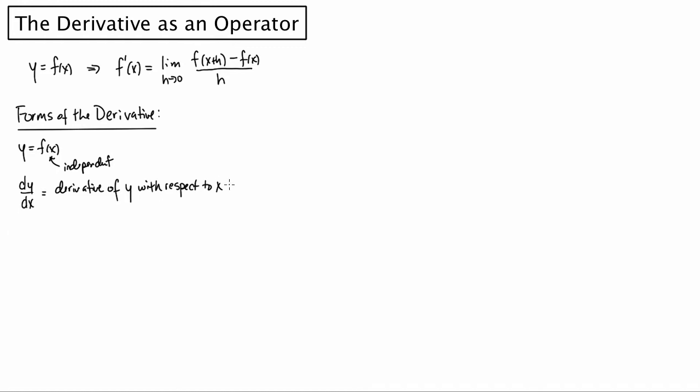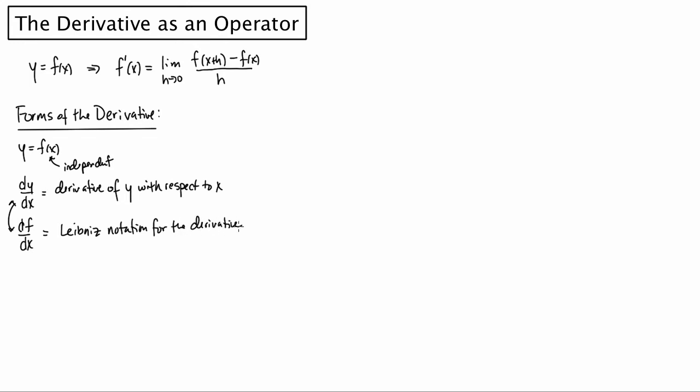This is the exact same as saying df dx, because y is a function of x, and we call that function f. So saying df dx is the same as saying dy dx in this context. And both of these operations together, these are what are called the Leibniz notations, or Leibniz, depending on how you pronounce it. This is the Leibniz notation for the derivative.